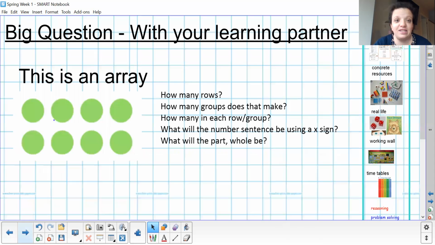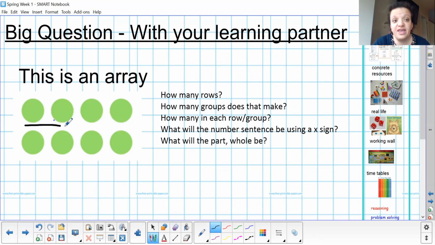Okay, let's get started. So this is an array, okay? And an array is a group of pictures that are put into rows and columns to show a calculation. They can show groups of something. So we're going to first of all look at the number of rows, because the number of rows tell me how many groups I've got. So if I count the number of rows, and rows are the things that go along, I've got 1, 2 rows. So I've got 2 rows. So that makes 2 groups.